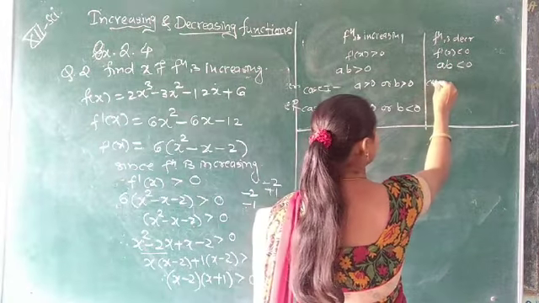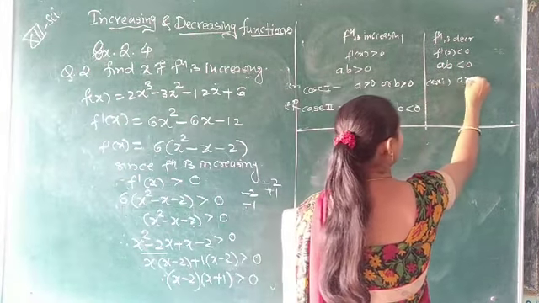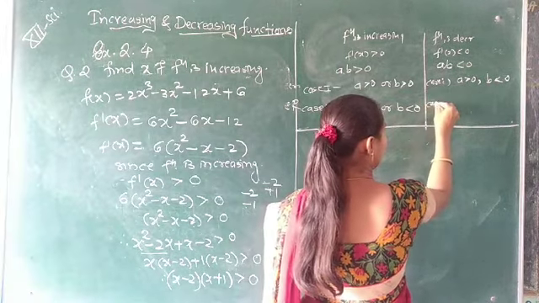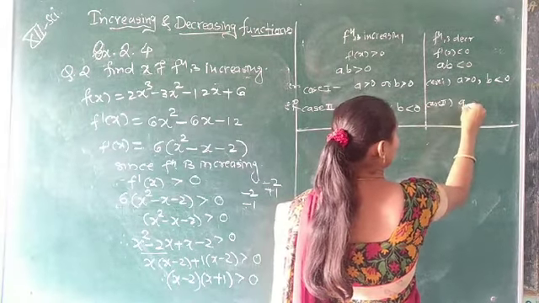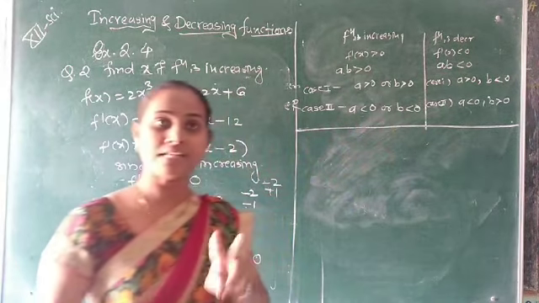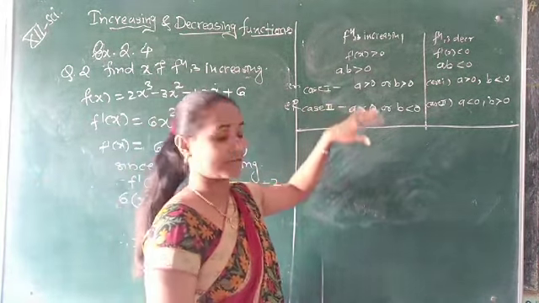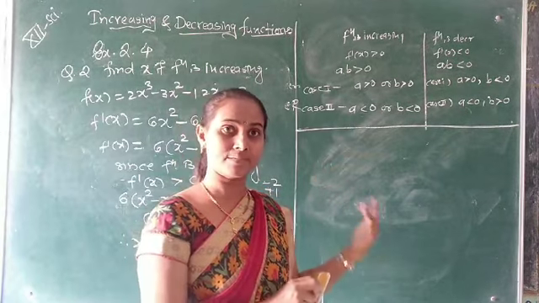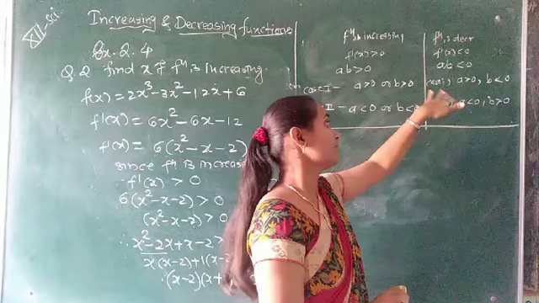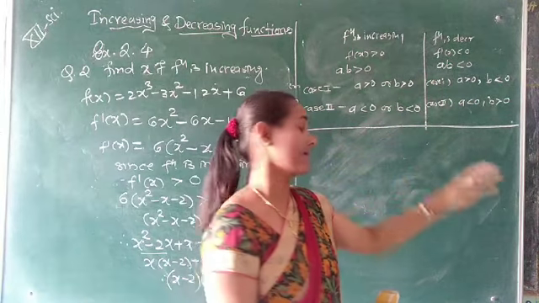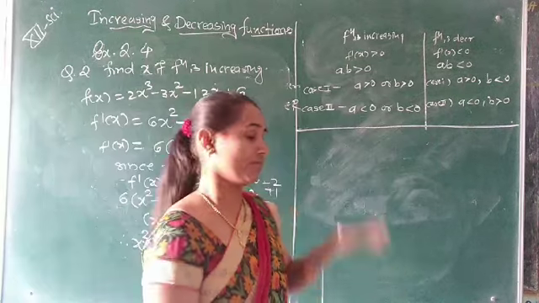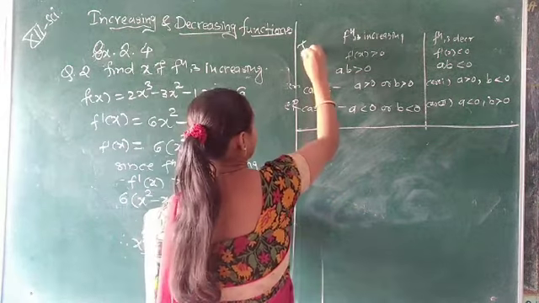If ab is less than 0, then the case first: if a is greater than 0, then b is less than 0, and the case second: a is less than 0, b is greater than 0. If it is increasing, then both factors are the same, either positive or negative. But if the function is decreasing, then in case first the first factor is positive, the second is negative, and in case second, the first is negative, the second is positive, which is very important.